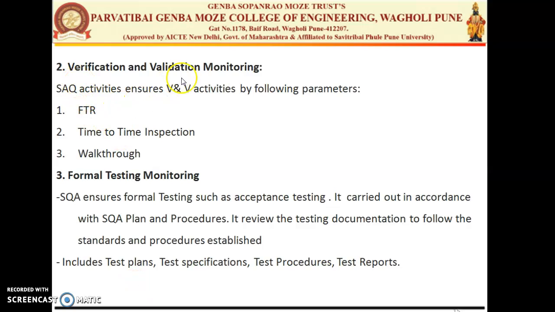Then we have seen V and V monitoring, that is verification and validation. In that we have certain activities like the FTR, formal technical reviews, time to time inspection, that is again an inspection meeting, and third is the walkthrough, that is also a team meeting which will go through the code. And the third one is your formal testing monitoring, which has the test plan, test specification, test procedures and test reports.